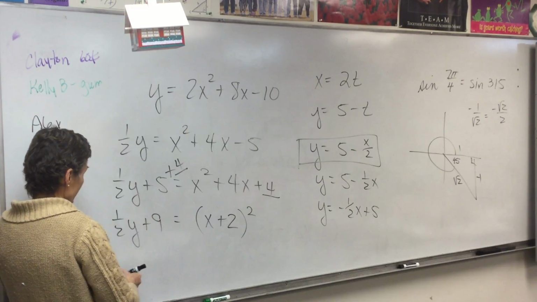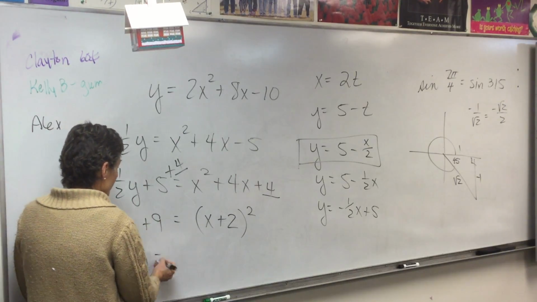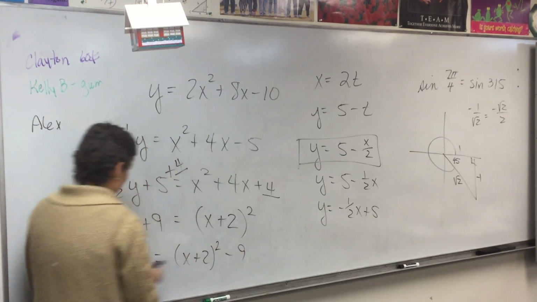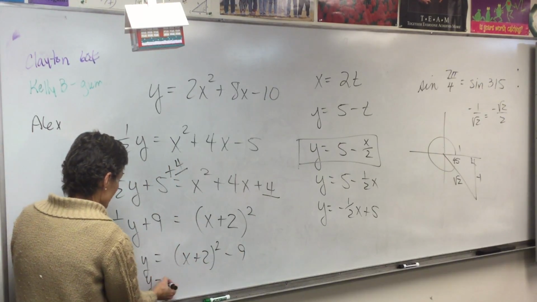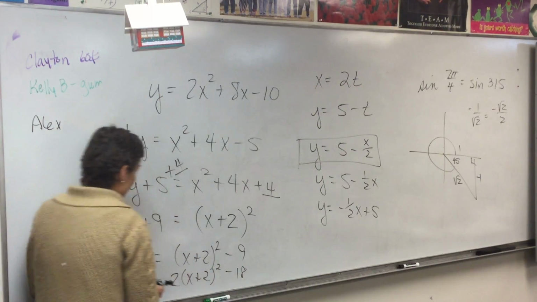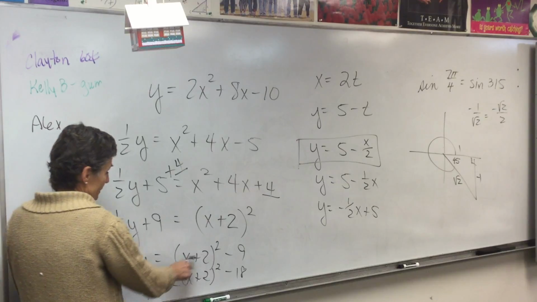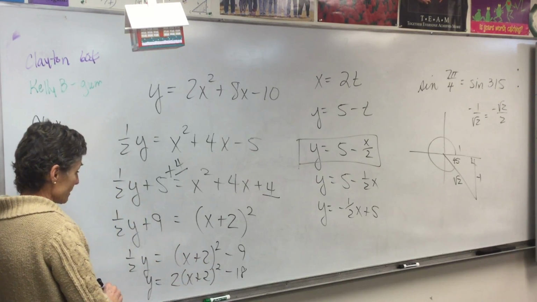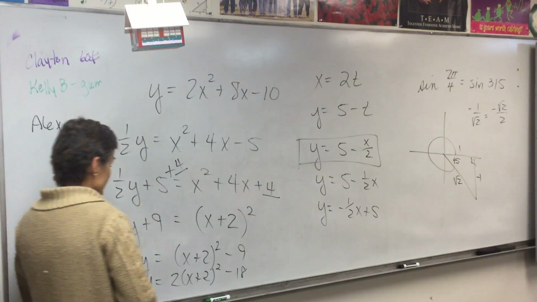And now I'll get my y back alone. So I'll move my 9 over. And then I will times everything by 2. And when I times by 2, I multiply the parentheses by 2, but not what's in it. So it's 2(x + 2) squared minus 18. So where is my vertex now?